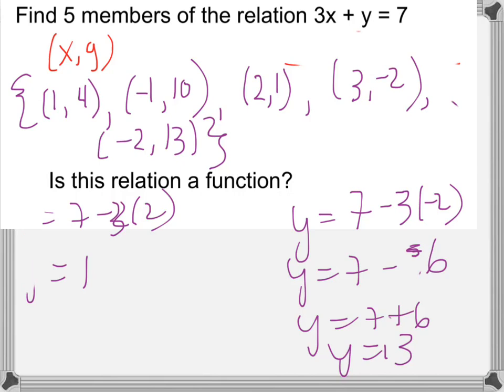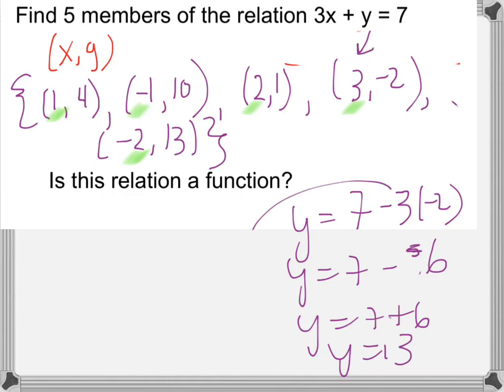And the question is, is this relation a function? Now, remember, our definition of function says that none of the first elements can be the same. So let's look at our first elements here, the first element of the coordinate pair. None of these are the same. But how do I know that this is always going to be the case? Well, whenever I choose a value for x, I'm going to run it through this equation, right?